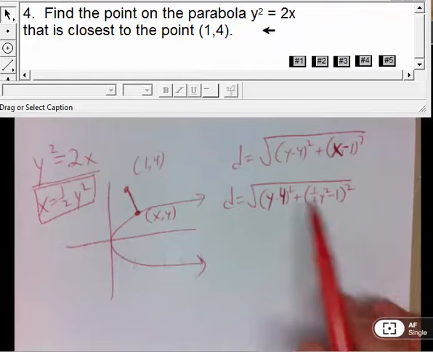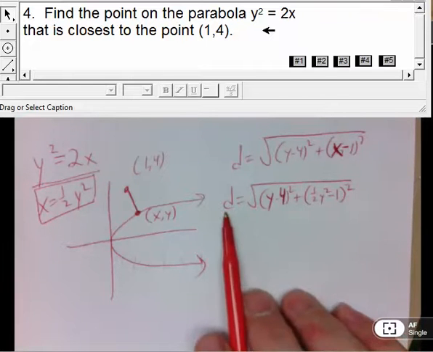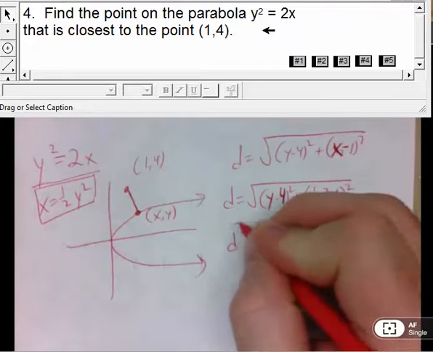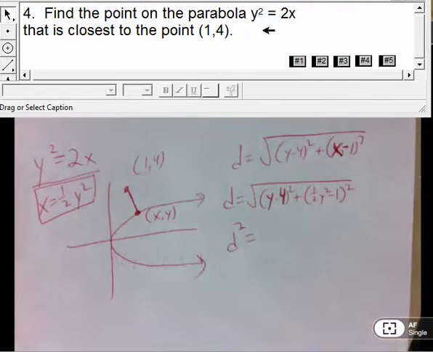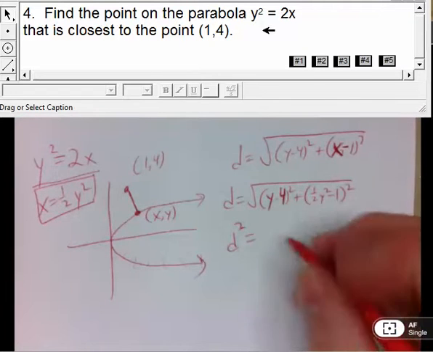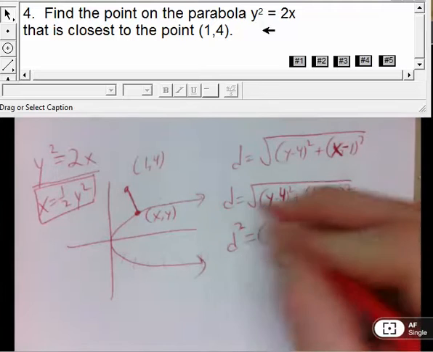So here's a little trick. Instead of setting this equal to d, let's set it equal to d squared. If I set it equal to d squared, that'll take care of the square root. Remember, I'm basically squaring both sides.